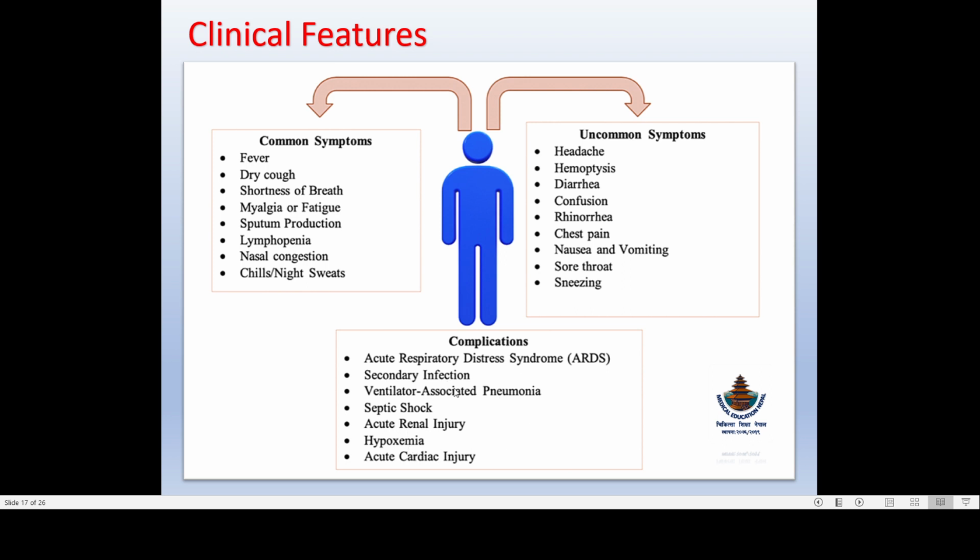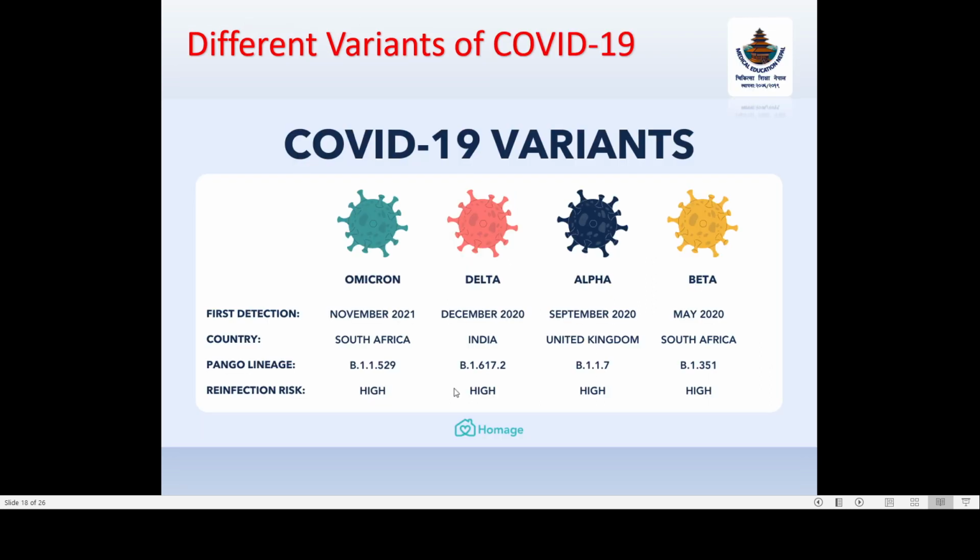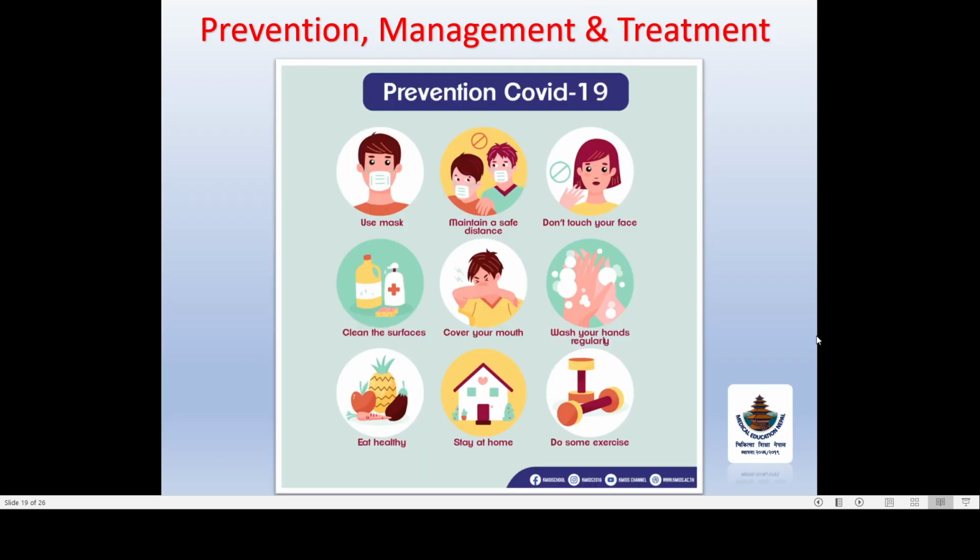These are the clinical features. Now, talking about the variants of COVID-19, there are lots of variants, but the most popular ones are given over here: Omicron, Delta, Alpha, and Beta. This is not that important to know, but just for curiosity, you can know these things.